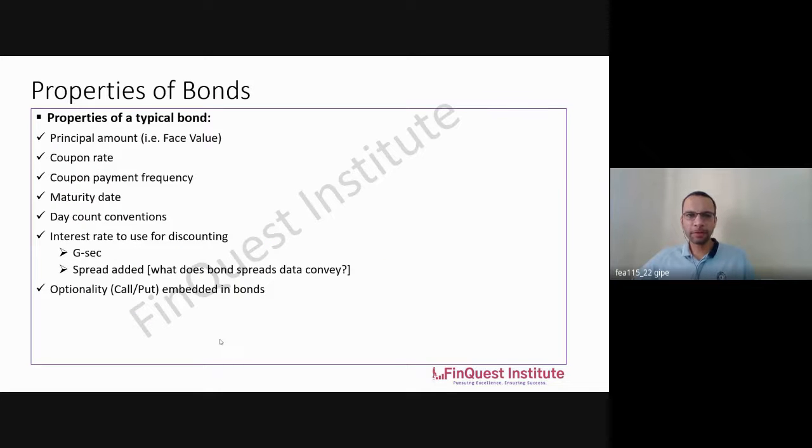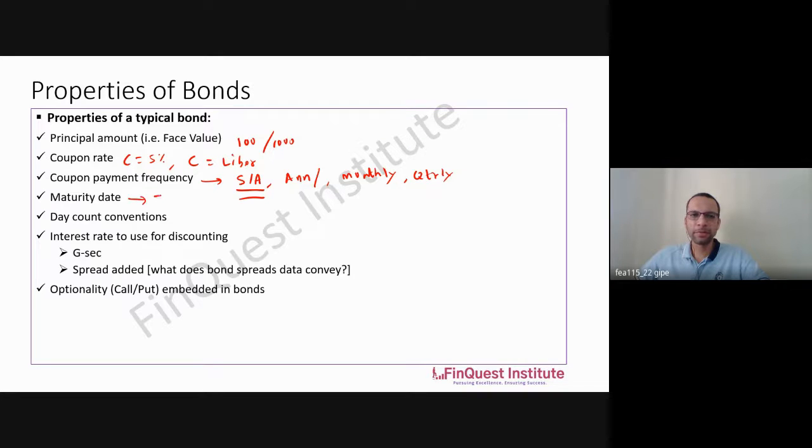Now, a few properties of any typical bond. Any bond you pick up, these are a few things you'll always observe. One is the principal amount, or what we call the face value, generally 100 or 1000, but 100 is more common. Then the coupon rate. Your coupon could be fixed at 5%, or it could be something like LIBOR. So it could either be a fixed or a floating coupon. Then payment frequency. Semi-annual is the most common frequency, but otherwise you can have annual, and less common is monthly. You may have quarterly as well, but again, slightly rare. Most of your government securities pay semi-annual.